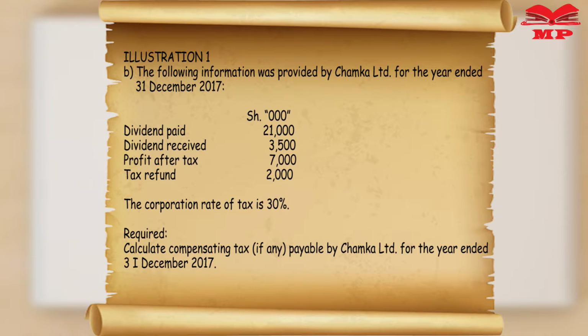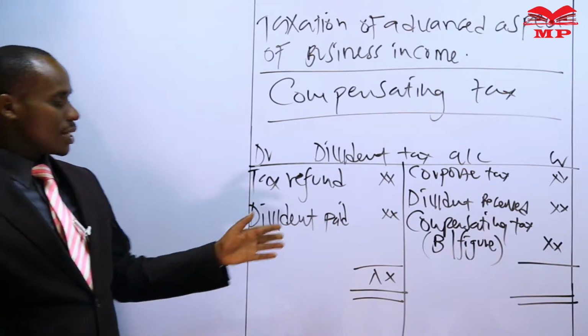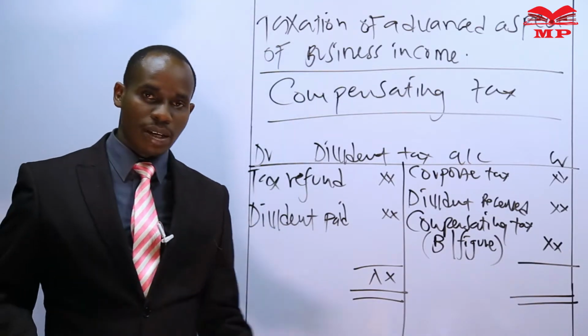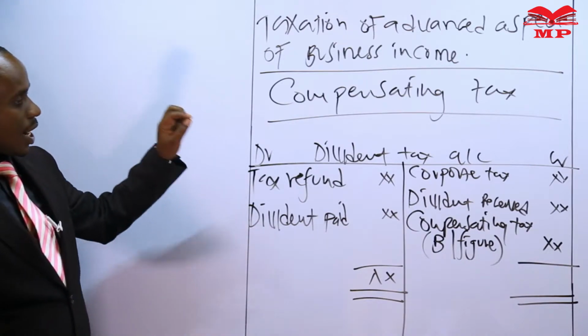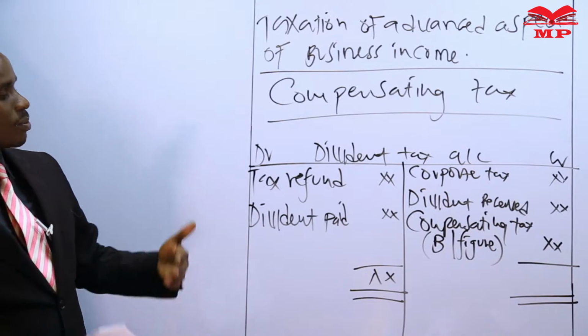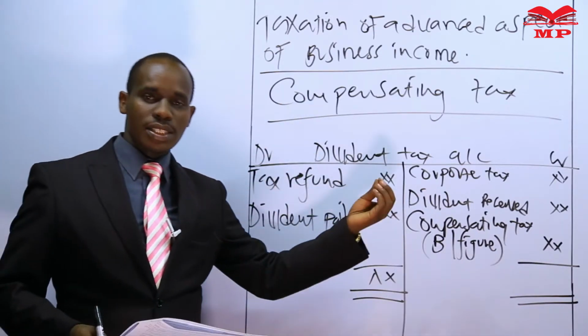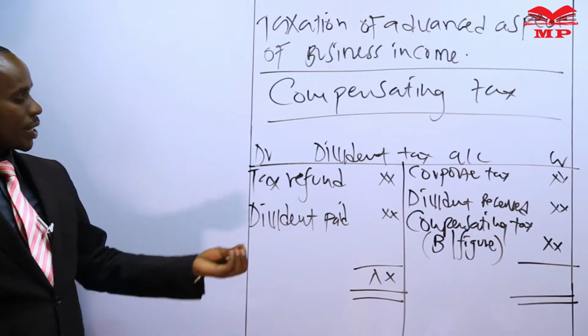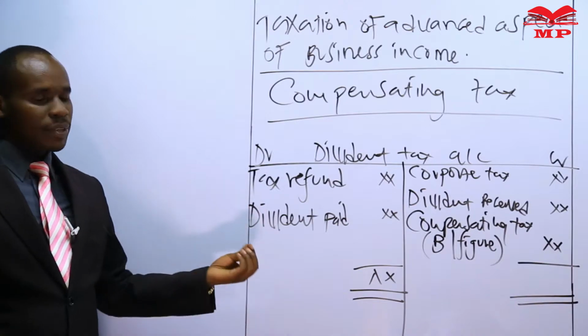Viewers, what we are supposed to do in this particular question is to prepare the dividend tax account. We capture the items that we are supposed to include on the debit and the items that we are supposed to capture on the credit. Then, if the debit side will be more than the credit side, we are going to conclude that we have a compensating tax. However, there are some other cases whereby you put these items and you find that the credit side is more than the debit side. In such a scenario, you are supposed to conclude that there is no compensating tax, simply because we only have compensating tax if the debit side of the dividend tax account is more than the credit side.